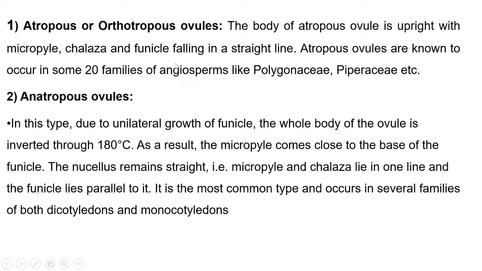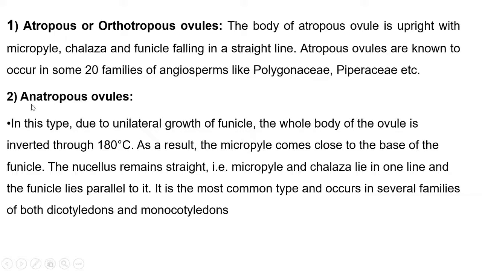Now let us see what the types of ovules are. Orthotropous ovule, it is also called atropous. There are 5 to 6 types of ovules. First one, atropous or orthotropous. The body of the atropous ovule is upright with micropyle, chalaza, and funiculus lying in a straight line. Atropous ovules are known to occur in some 20 families of angiosperms, like Polygonaceae, Piperaceae.